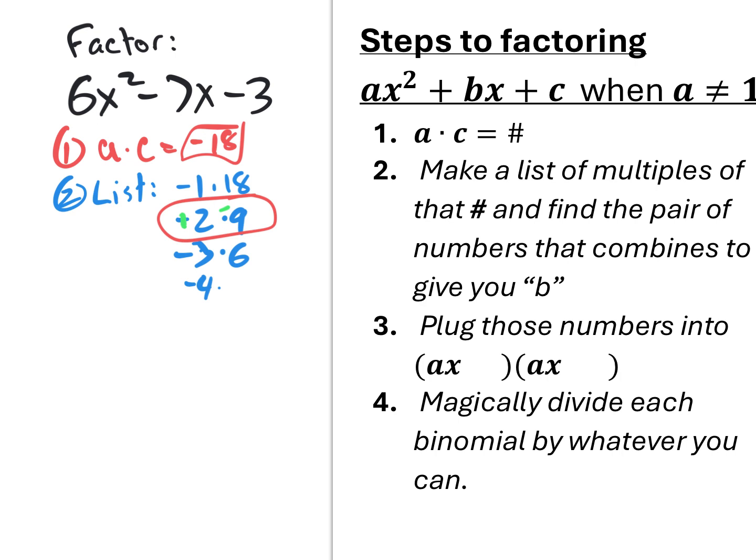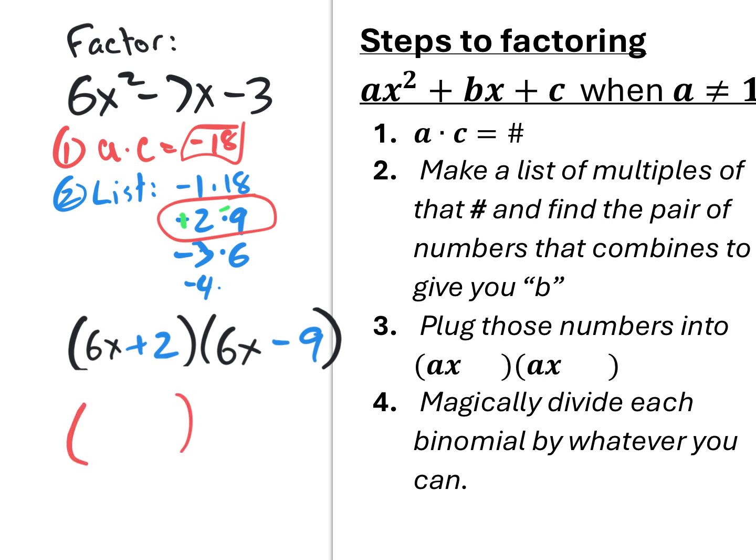And what do we do with those pair of numbers? We plug those numbers into this format, ax and ax. So what is the a value in this problem? 6, right? So we're going to put 6x and 6x, 6x and 6x, okay? And we plug in the pair of numbers from step 2, the positive 2 and the minus 9 into those blank spots. And the fourth and final magical step is to divide each binomial by whatever you can, if you can.